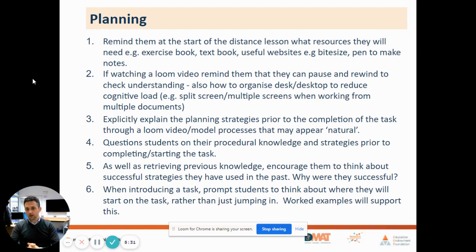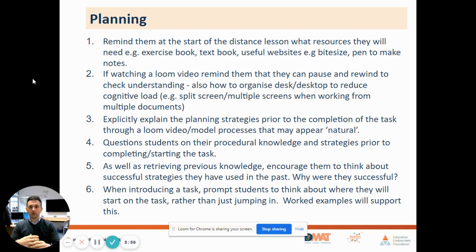Number 3, explicitly explain the planning strategies prior to the completion of the task through a kind of modelling of it. So you give them a question, whatever it is, a task, and you put a small model on there going, okay, so what I'm thinking about when I'm looking at this question is, and I'm always trying to discover this part of the question, and that really helps me work out what to do. So putting all of that into our instructions is key.